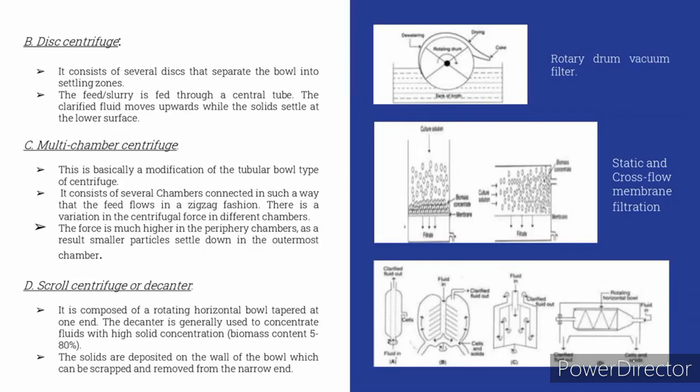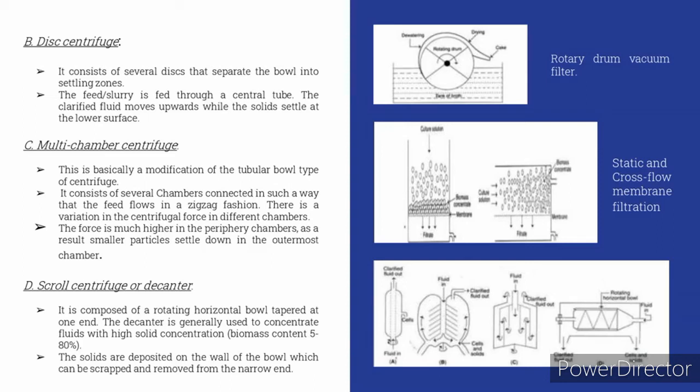Coming to the second kind of centrifuge is a disc centrifuge. Now disc centrifuge consists of several discs which will separate the bowl into different settling zones. The feed or slurry is fed through a central tube and the clarified fluid moves out upwards while the solids are going to settle at the lower surfaces.